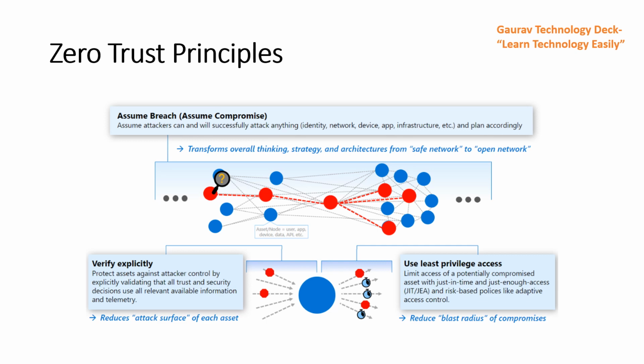So whatever the identity, whatever the device, whatever the application is, you verify everything explicitly so that you will be able to validate and achieve that trust. Okay, now let's talk about the second principle. The second principle is least privilege access.